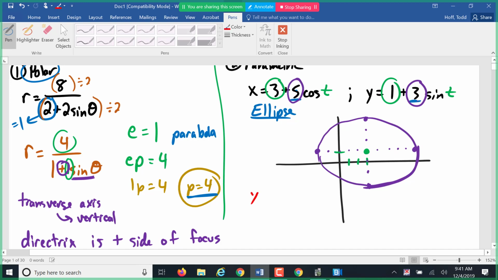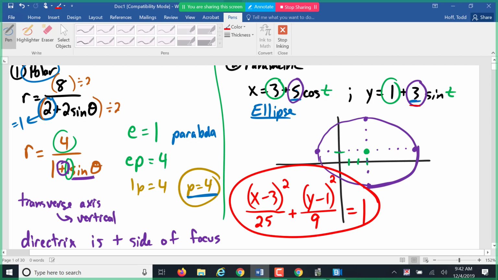Now we could actually write the standard form of this ellipse from that graph. We know that this is going to be x minus 3 squared and y minus 1 squared just from the coordinates of the center. It's an ellipse, so we know it's going to be plus here, and it's going to equal 1. The horizontal semi-axis is 5, so 5 squared is 25, goes under the x. The vertical semi-axis was 3, so 3 squared is 9, that goes under the y. There is the equation of that ellipse.